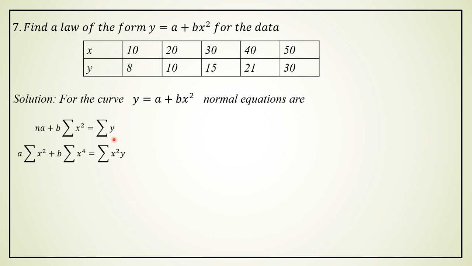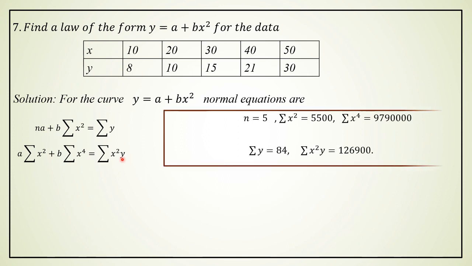To obtain the second normal equation, multiply x squared throughout and then take a summation of it. So you have a into summation x squared plus b into summation x to the power 4, that is equal to summation x squared into y. Okay. Now we can obtain the value of the summations easily using the calculators. Observe here the number of observations or data points, they have given it as 5. So n is 5.